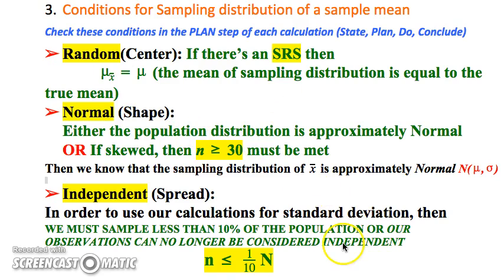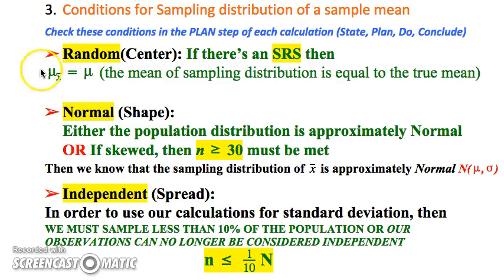Conditions that you need to be checking every time we do calculations. I've given these to you on the first quiz. When we get to our test, I'm just going to have blank lines. You need to know that you need to check the random, the center condition. Again, that's called random or center because if we have randomization, then we know the center or the average of our sampling distribution equals the true average, which is the measure of center.